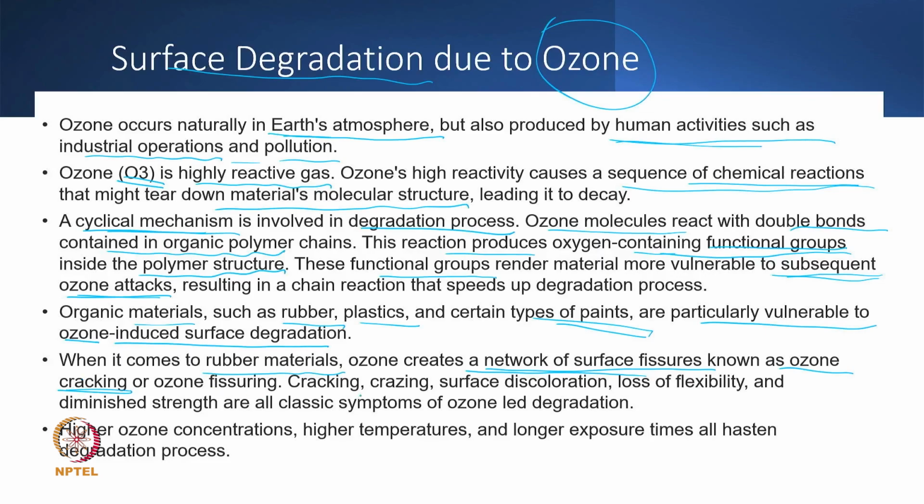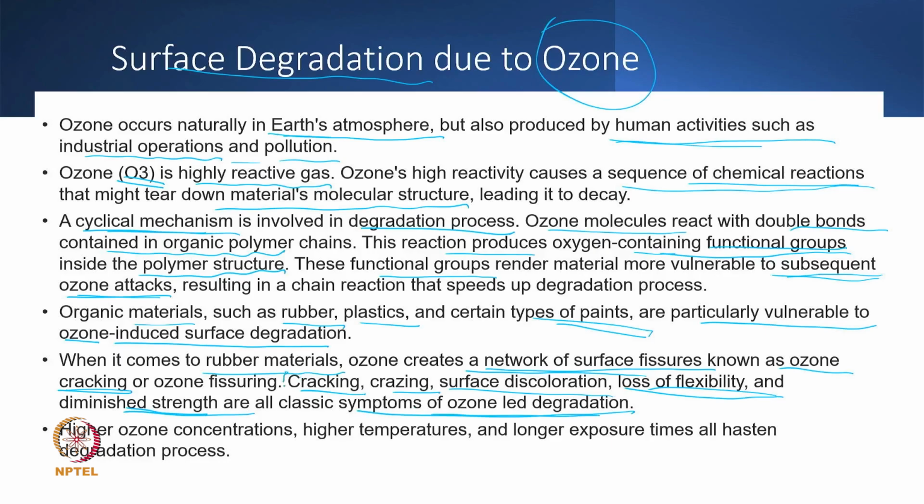And of course, we say ozone cracking, crazing, surface degradation, and loss of flexibility because of the lack of a network, or connectivity. The rubber has very high elasticity, and maybe a high loss modulus, but because of the number of cracks that develop on the rubber material, it loses flexibility completely, and the strength is almost negligible after exposure to the ozone. That is what we call a classical symptom of ozone-led degradation.